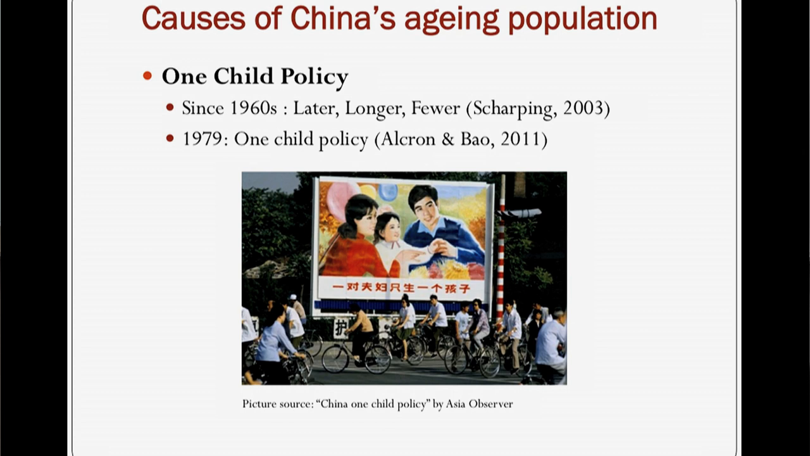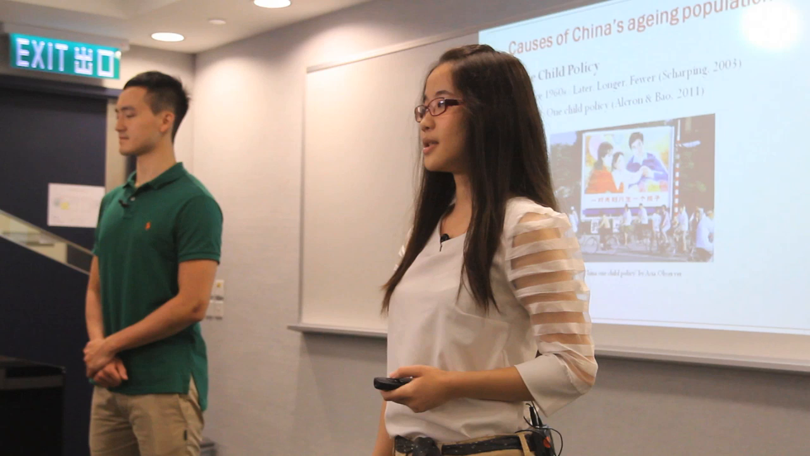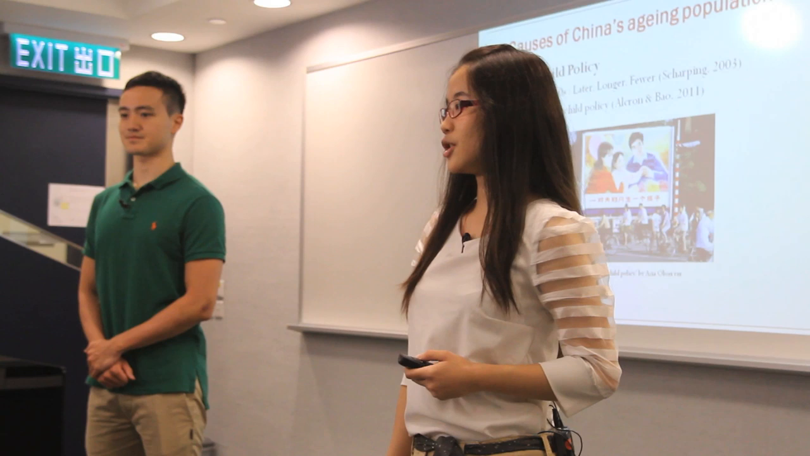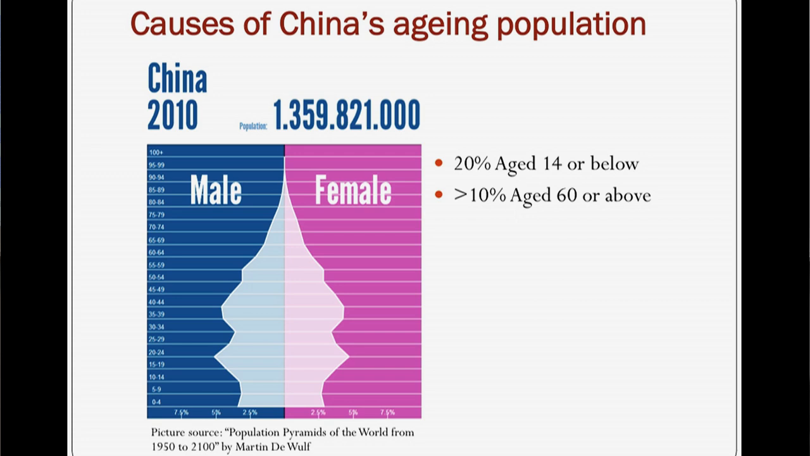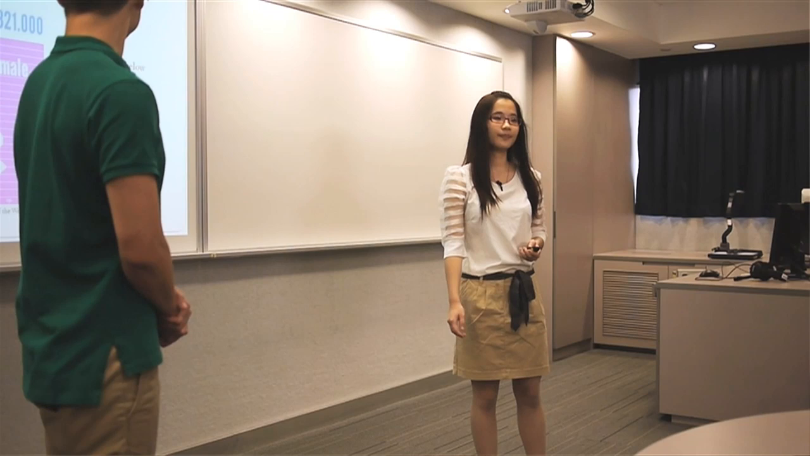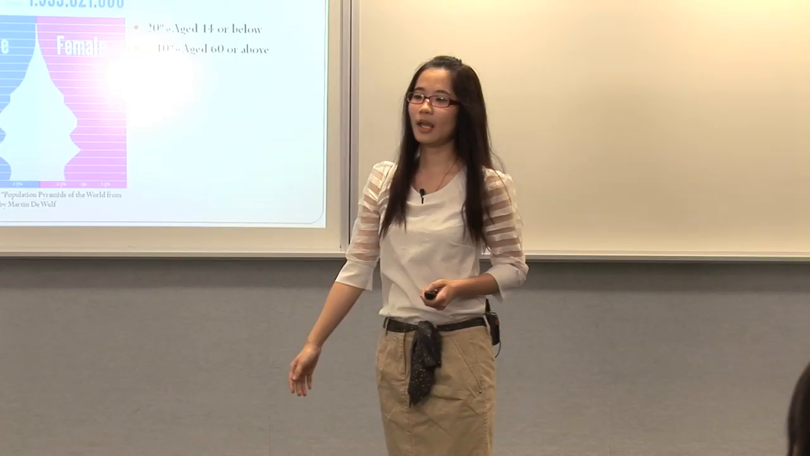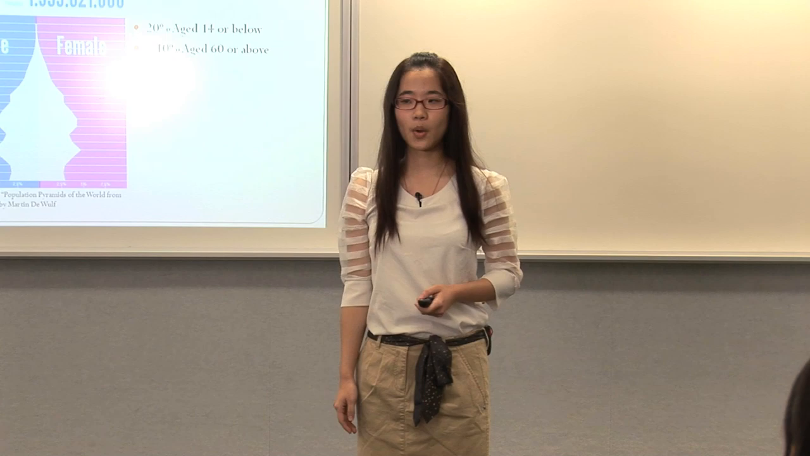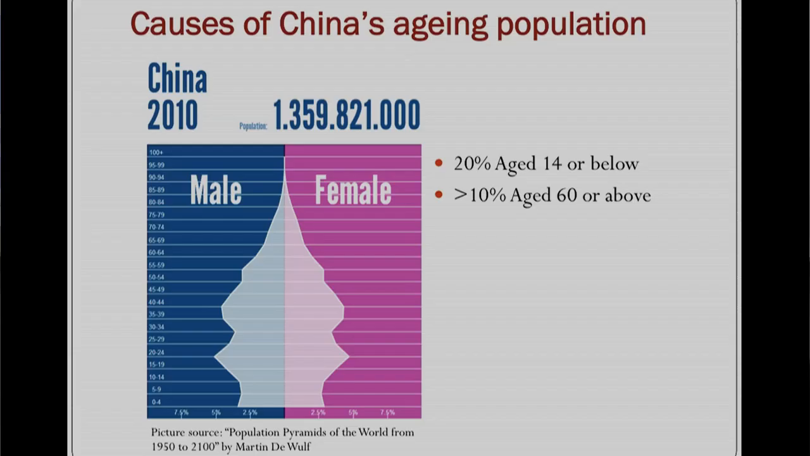And then, as Kwan and Bao have shown, in 1979, the Chinese government announced the one-child policy. The policy only allowed couples to have one child. As a result, there has been a rapid drop in the fertility rate. The shape of the population pyramid has changed. In 2010, the population under 14 years old had dropped by 50%. They only make up about one-fifth of the total population. At the same time, the elderly population had almost doubled, up to more than 1 in 10 of the total population.